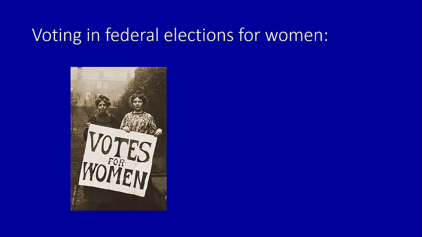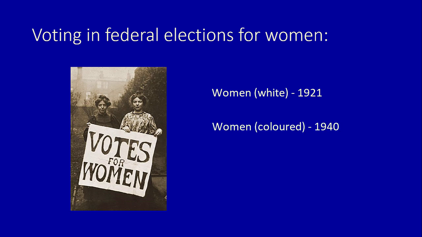But let's get back to the basic issue. Women who were deemed to be white were not permitted to vote in federal elections in Canada until 1921. Even then, women of color, which included Asian and East Indian women, were not permitted to vote until the late 1940s. Indigenous women, women native to Canada, were not permitted to vote in federal elections until 1960.